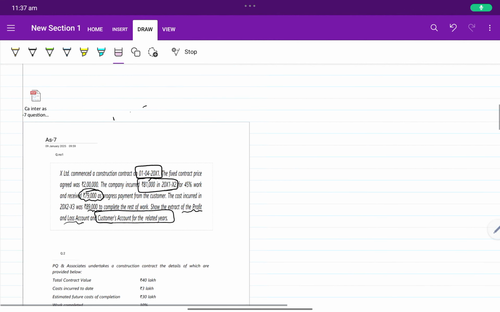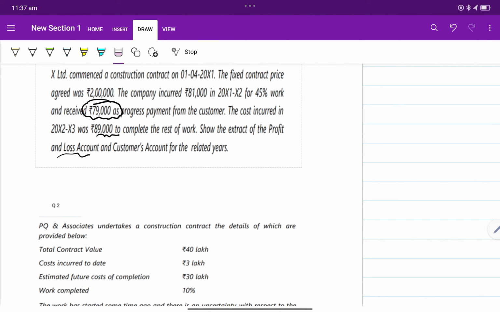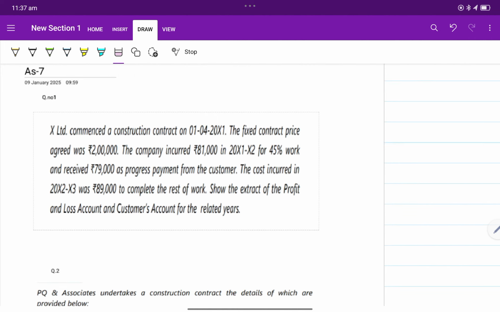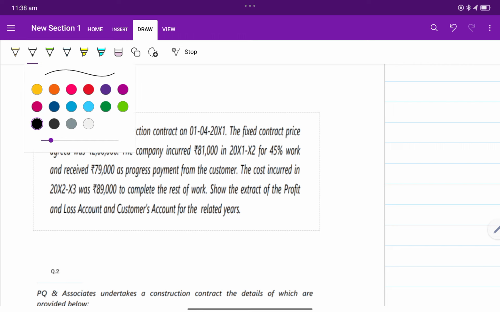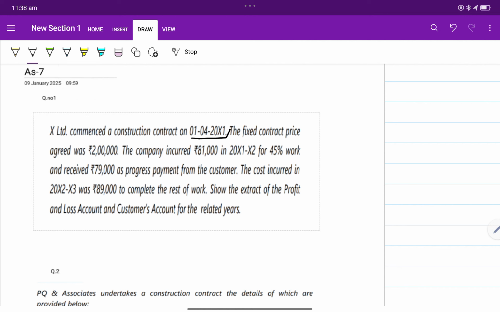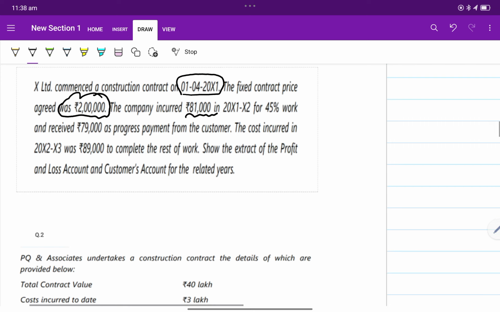So let's try to complete all ICA questions. The first question is: X Limited commenced a construction contract in April 2001. The fixed contract price agreed was 2 lakh rupees. The company incurred 81,000 rupees in the first year, and the percentage of work completed is 45%.